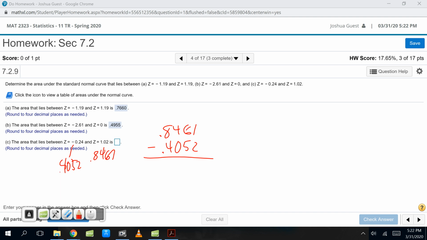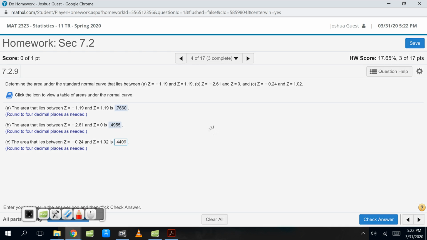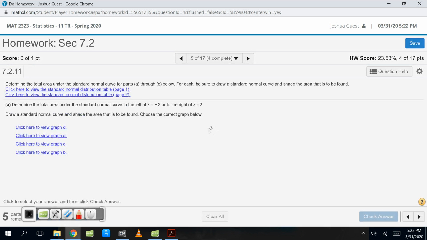Okay, so this is going to be borrowed here 5. That's going to be borrowed down to 11. It's going to be 9044. So 0.4409 goes in right there. All right, so 0.4409. All right, fantastic. Good.